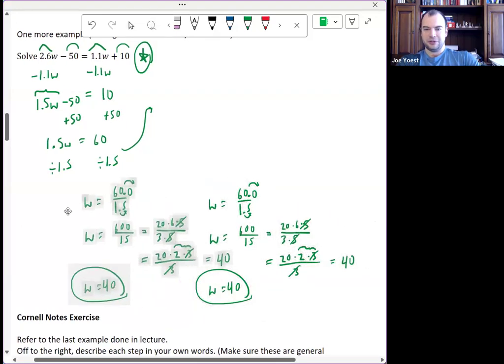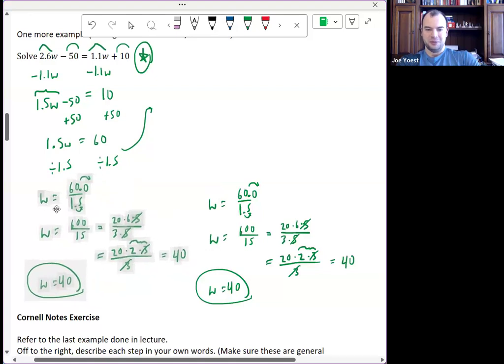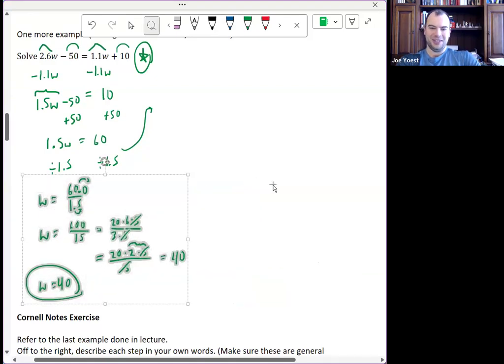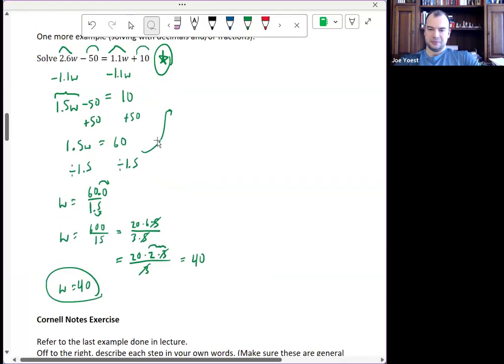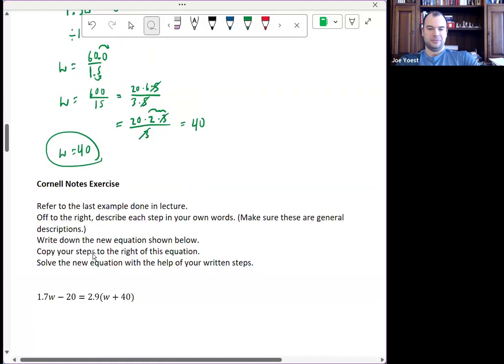Down below, when I say "off to the right side," it would make a little bit more sense if I had everything lined up. There we go. Get rid of that as well. Okay. So now when we say off to the right, it makes a little more sense. Off to the right, describe each step in your own words.